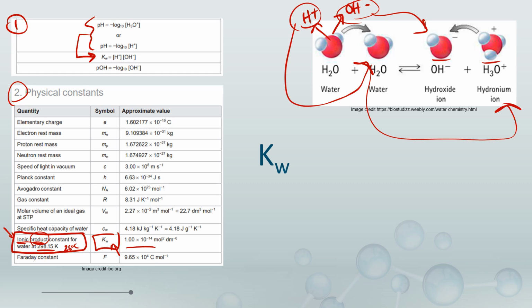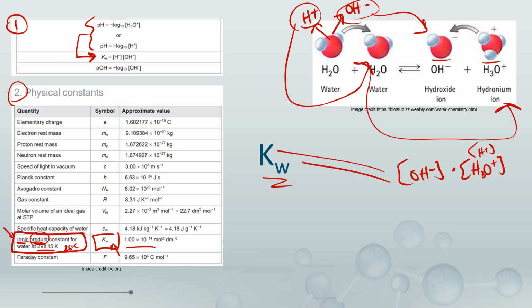So if I take the concentration of the hydroxide ion and I multiply it by the concentration of the hydronium ion, which we can also call just the hydrogen ion, we're going to get this thing called Kw. Kw has different values for different temperatures. We just need to know that at 25 Celsius or 298.15 Kelvin, we're going to have 1 times 10 to the negative 14.